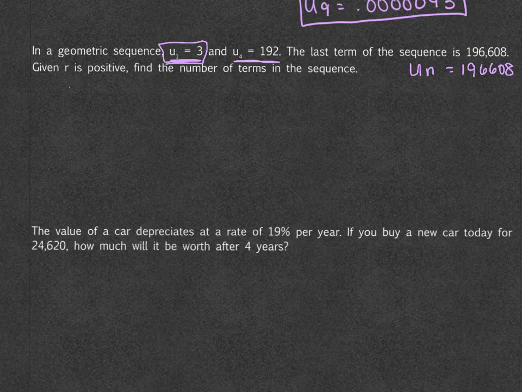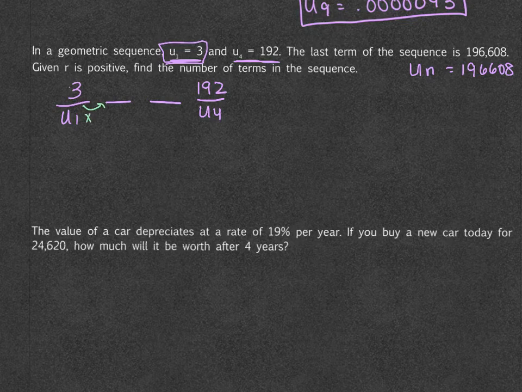So let's write out what we know. I know my first term, u1, is 3. I don't know my second, I don't know my third, but I know my fourth term is 192. So we want to think about what we know about geometric sequences. For r, I know if I take u1 and I multiply by r, that's how I get my second term. And then if I do that again, that's how I get my third term. And if I do that yet again, that's how I get my fourth term, which is 192.